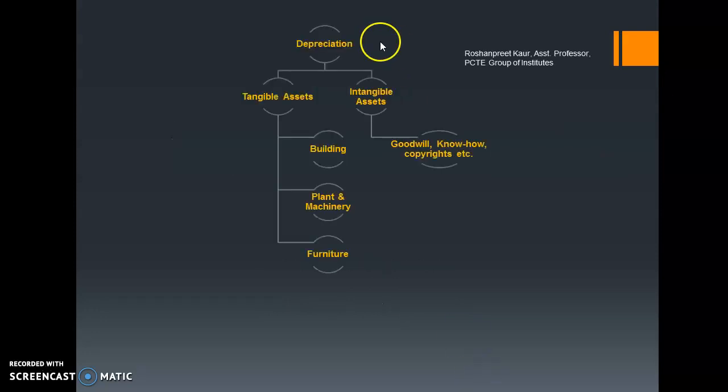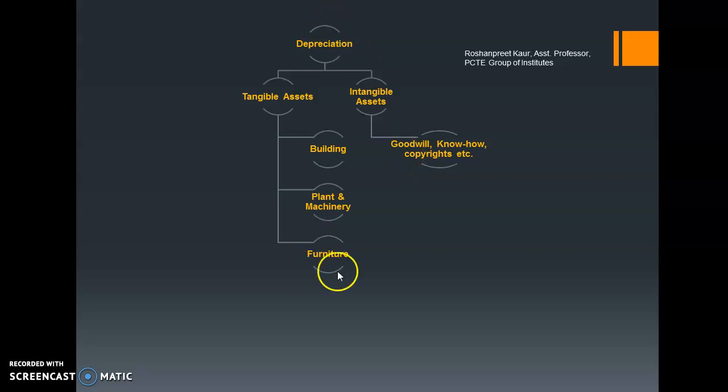Now, depreciation can be charged on two kinds of assets. One is tangible and one is intangible assets. Now, under tangible assets, we have three classifications. One is building, another is plant and machinery, and third is furniture. And under intangible assets, you all know what all are covered. It is goodwill, patents, know-how, trademark, copyrights, etc. Okay, so all these things are covered under the intangible assets.